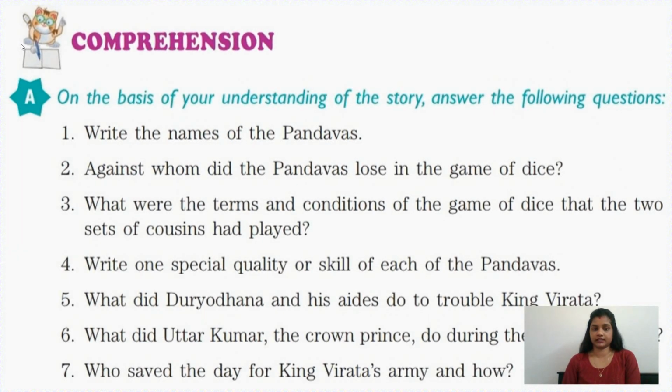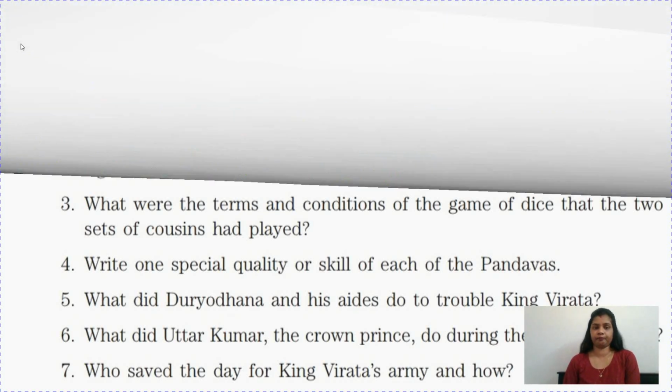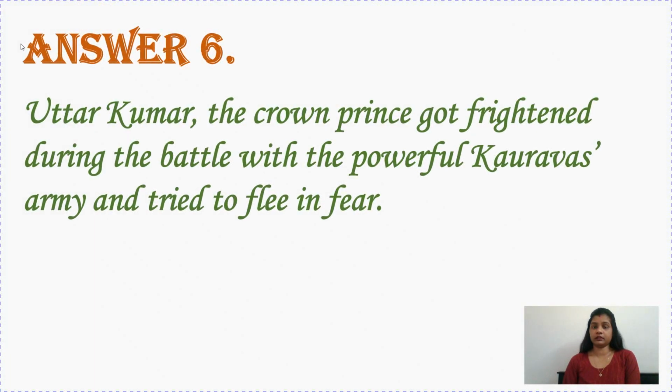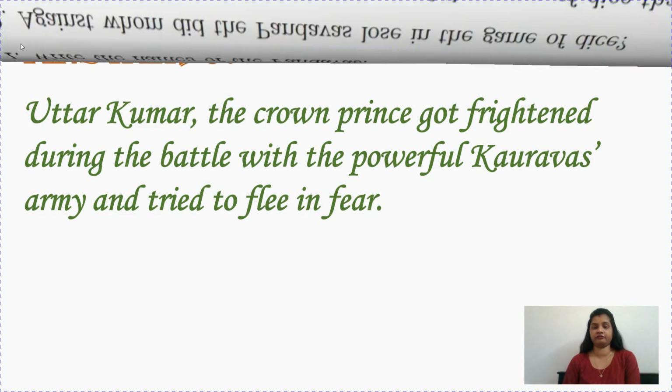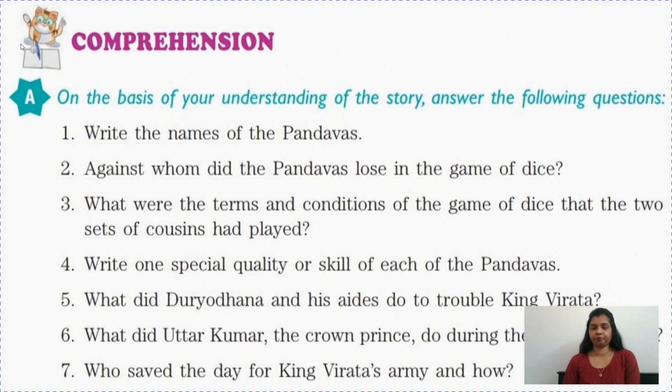Now, question number 6 is what did Uttar Kumar, the crown prince, do? Crown prince means he will be the next prince. He was the heir to that kingdom. So, what did Uttar Kumar, the crown prince, do during the battle and why? Uttar Kumar, the crown prince, got frightened during the battle with the powerful Kauravas army and tried to flee in fear. Means he tried to run because he was really frightened to see such a powerful army of Kauravas.